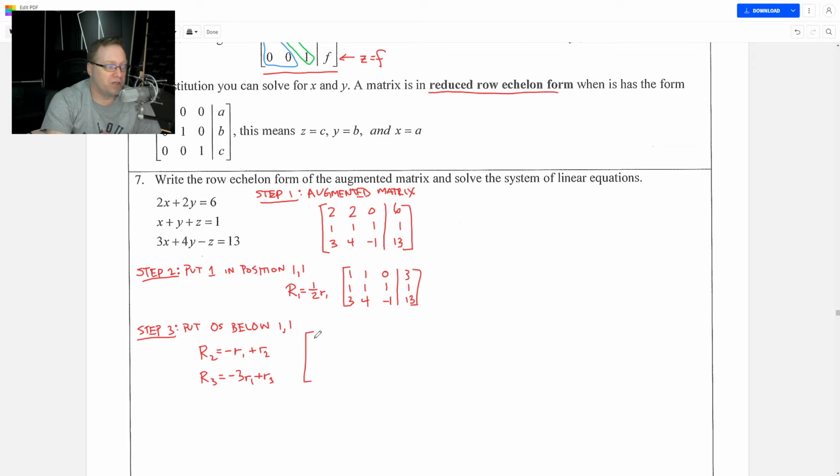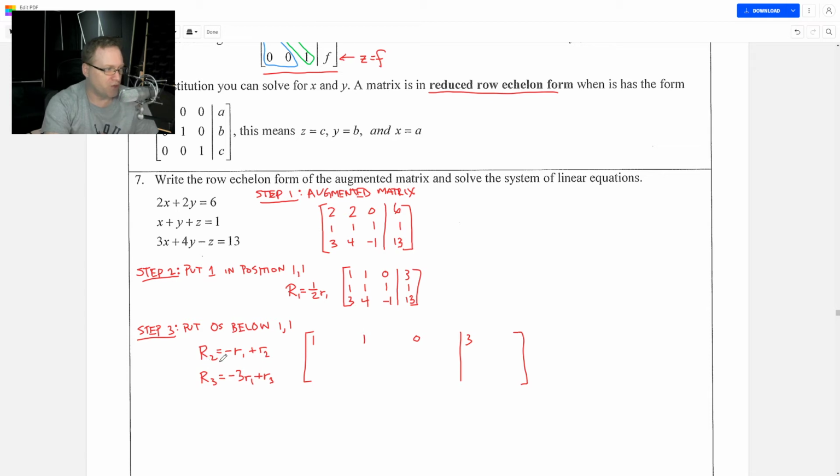Well, our top row, row 1, is not going to change. So let's write 1, and then some space, and then 1, and then some space, and then we have a 0, and then the augmented matrix bar, and then we have a 3. All right, so that's first.